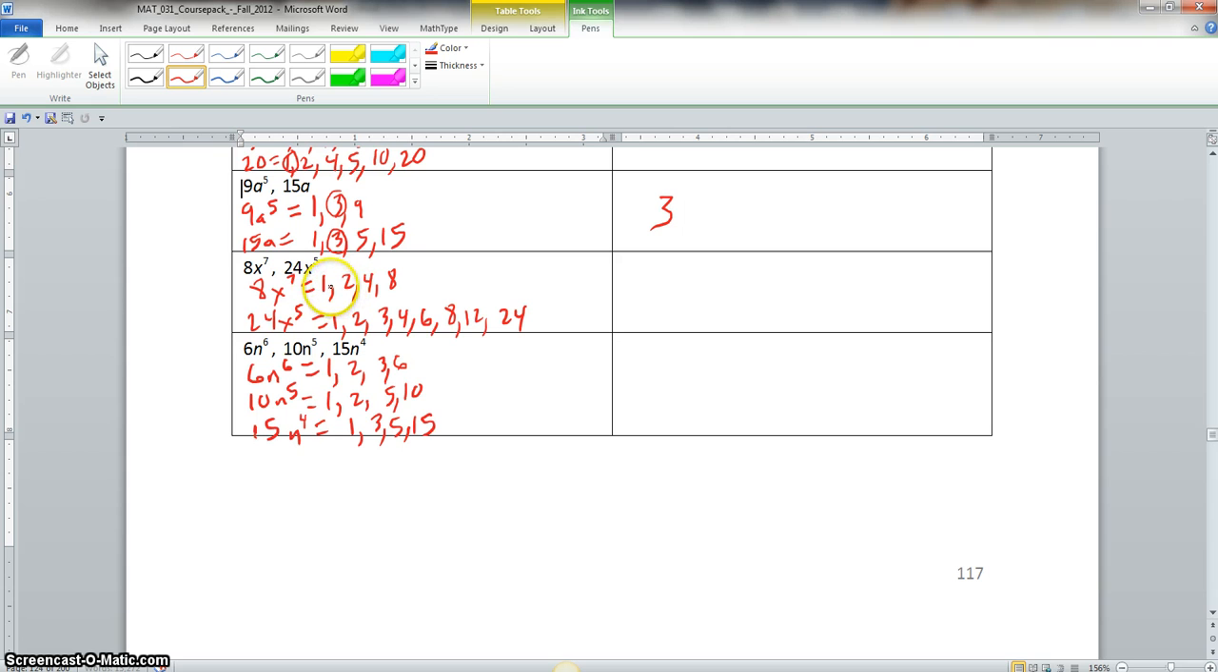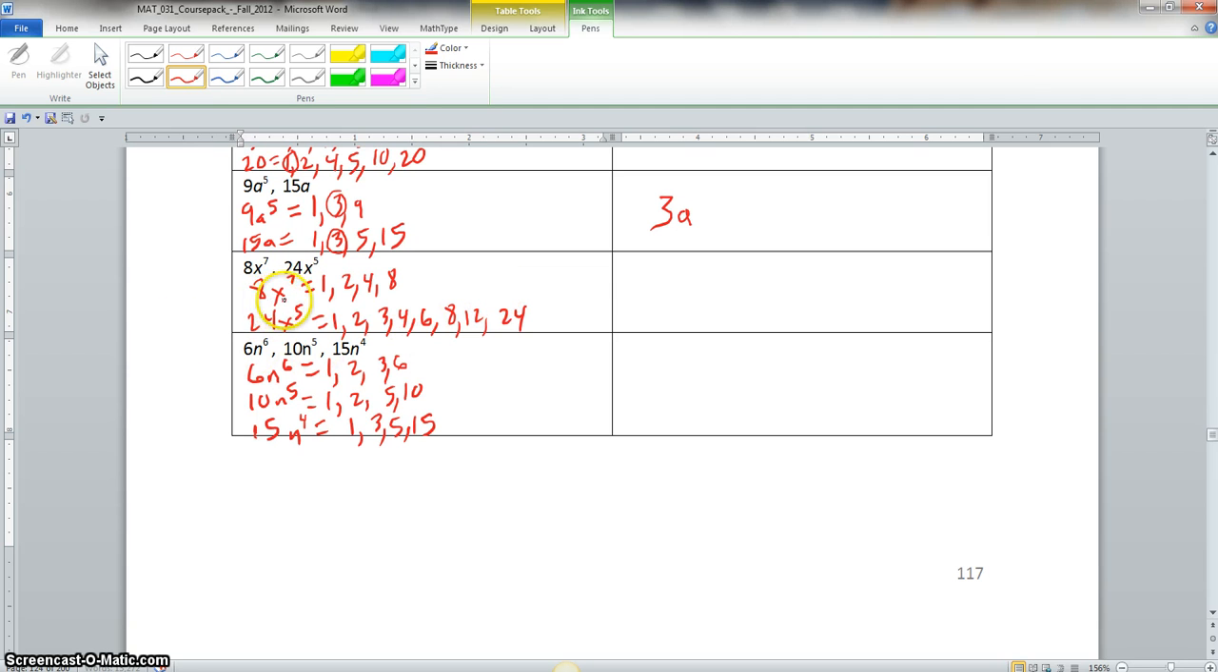Now, this is what we do with the variables. We look at the variables. We have a to the 5th and a. If both of them have the same variable, their greatest common factor is the variable with the lowest exponent. Again, their greatest common factor is the variable with the lowest exponent, and it happens to be a here. So the greatest common factor of 9a to the 5th and 15a is 3a.